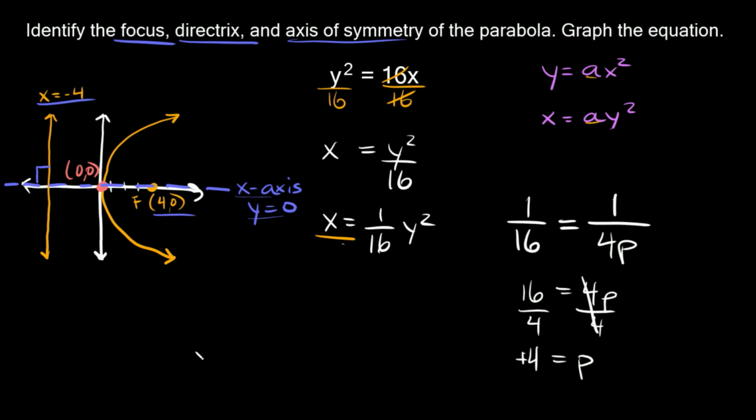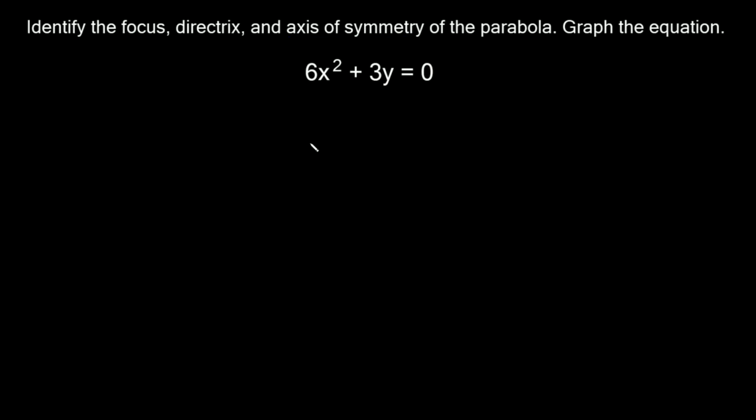And we also graphed our parabola. Okay, so this parabola opened up side to side, left to right. So let's do one more example where it opens up or down, because it's just going to be a little bit different. All right, here's the last one. So again, we're just identifying the focus, directrix, and axis of symmetry of the parabola, and then graphing it, right?